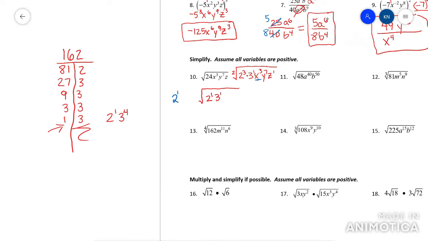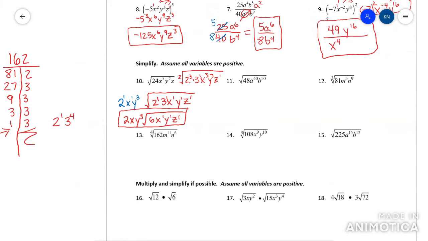Look at the x's. You have 3 of them. That means you can take out one group of 2, and there would still be 1 left over. Look at the y's. You have 7 of them. That means you can make 3 groups of 2 and still have 1 left over. And then z^1, you can't take out a z. All right, so I'm basically done here. The only other thing I do is multiply the 2 times the 3 under that root to make 6. So that's how you do those.